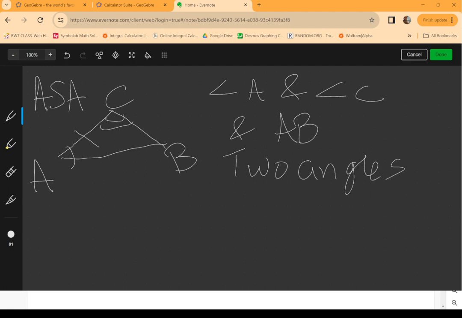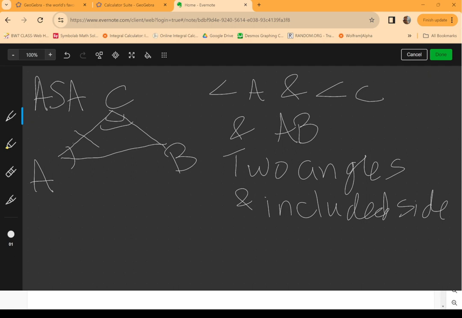Two angles and an included side. Any combination similar to this would satisfy angle, included side, angle. So angle C and angle B, and line segment CB.